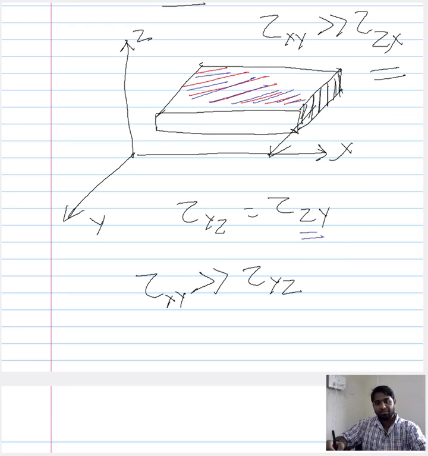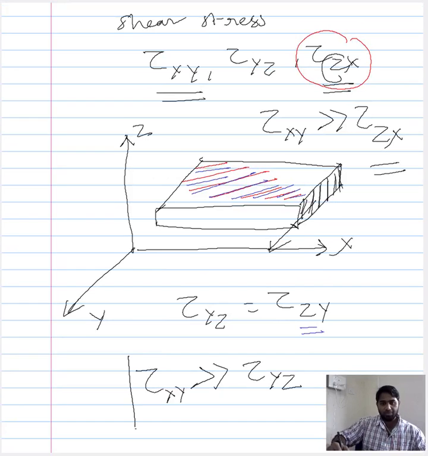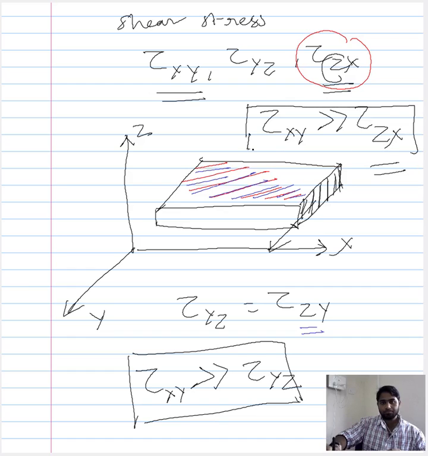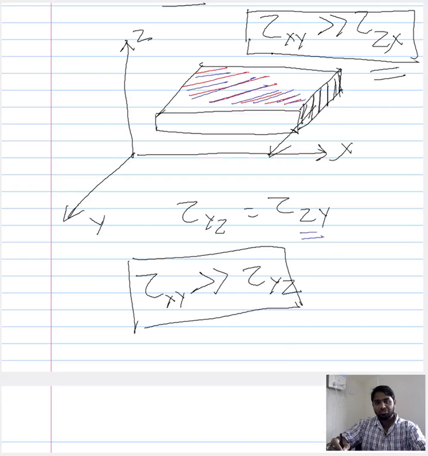So given these two conditions, we can get rid of this component as well. Ultimately, the shear stress component required to describe the mechanical condition experienced by a particular region of interest in a plate can be defined by just tau xy. So we need only one shear stress component.